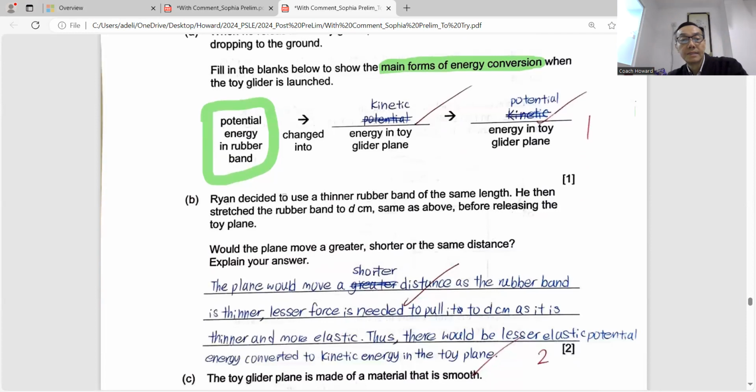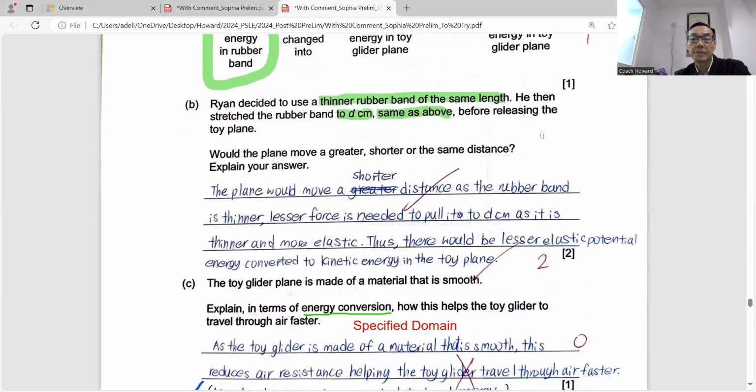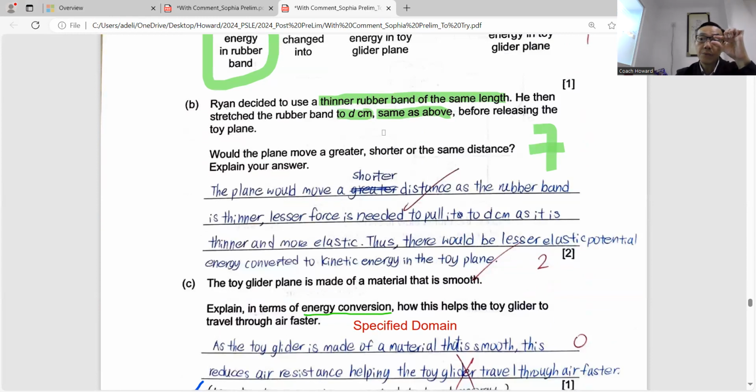Next, Ryan decided to use a thinner rubber band, so you highlight this part, of the same length. He then stretched the rubber band to the same distance d, same as above. So for example, if you stretch to, let's say, 7 centimeter, here they use a thinner rubber band, also stretched to 7 centimeter before releasing the plane. So now they ask you, would the plane move a greater, shorter, or same distance? If you learn about elastic potential energy, a thinner rubber band will store lesser elastic potential energy.